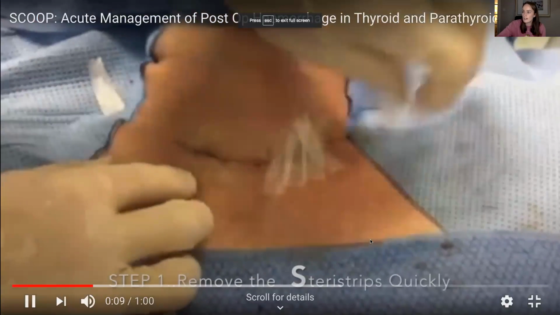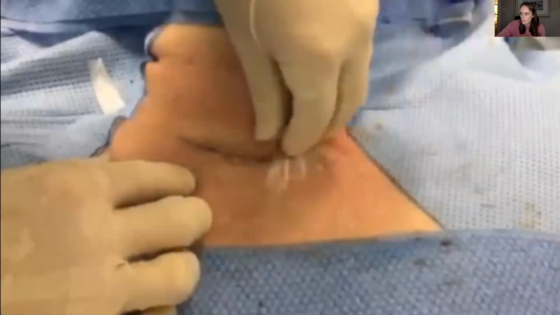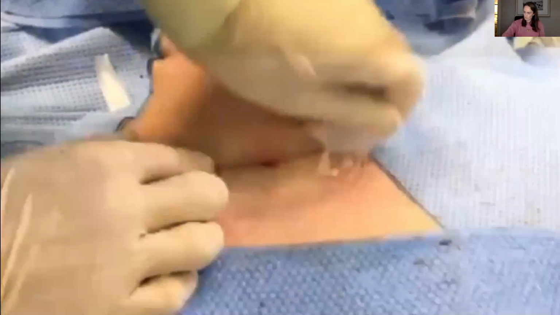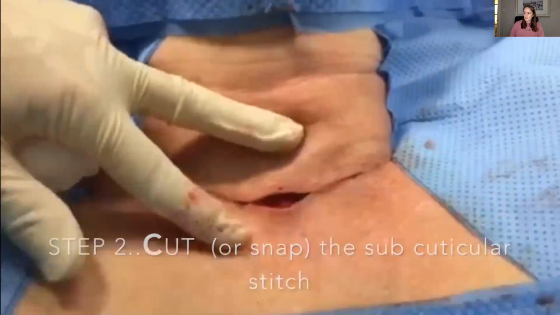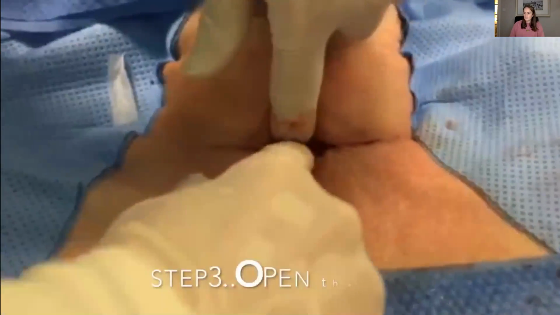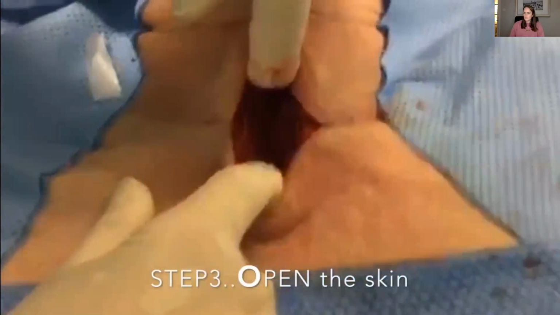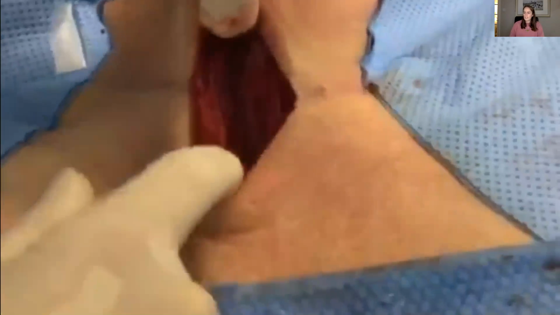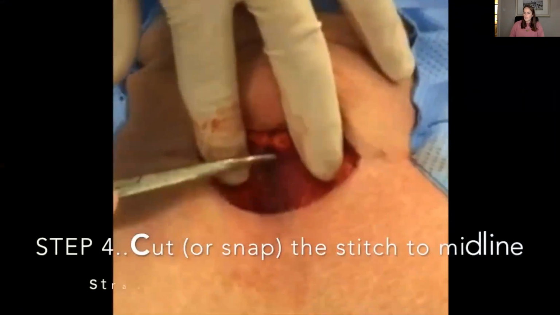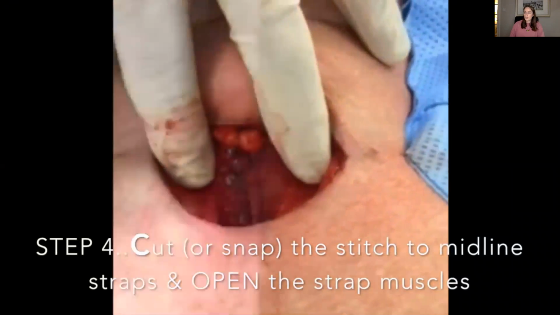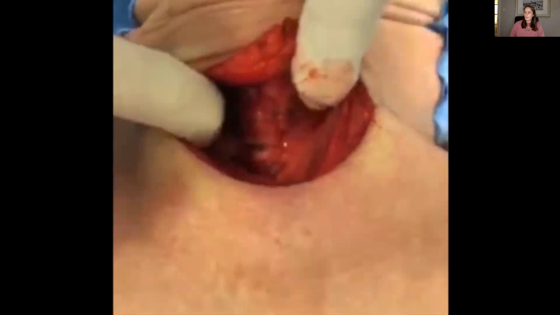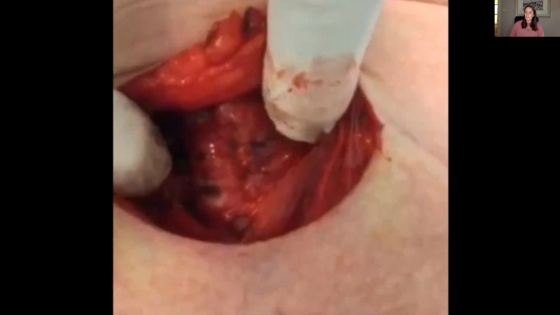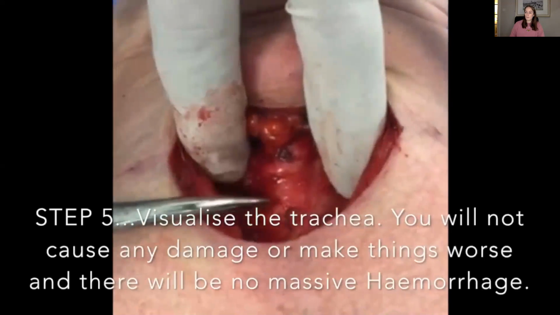So you can see here that he's removing the Steri-Strips. You can see the transverse incision. First of all, the subcuticular skin sutures, using scissors or a scalpel. Pull those open. You're probably through the platysma at that stage as well. And then, most important to remember, the strap muscles are closed vertically, so they need to be opened vertically. Now you can see the trachea, which is the most likely place where our hematoma will be collecting.